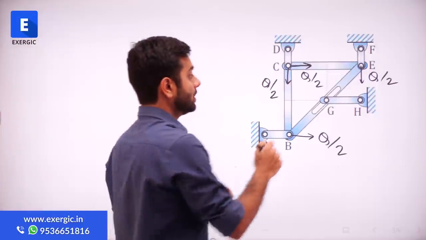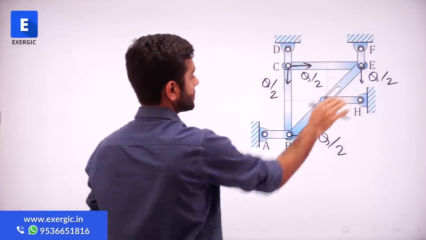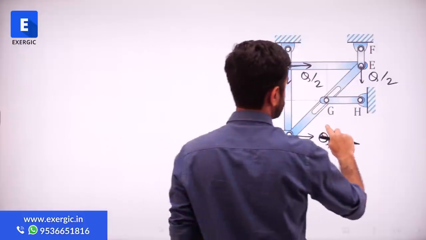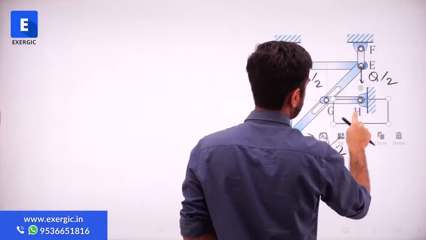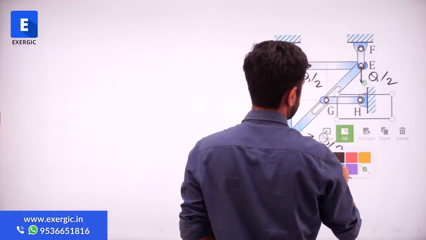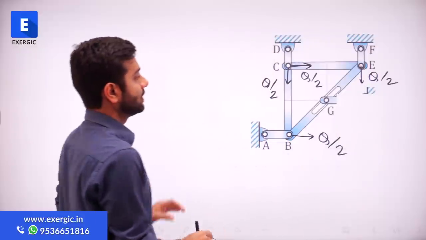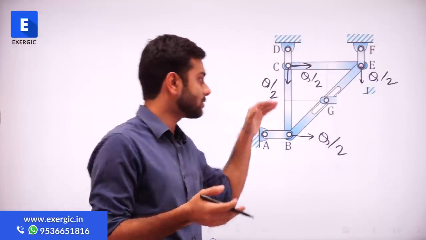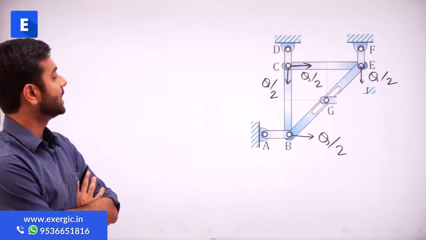And here we know this does not exist. This GH does not exist. Rather, let me also remove GH also. How much can I remove it? This GH also is going to be a non-existent link because from the point of view of force, it's not going to contribute or distribute anything.